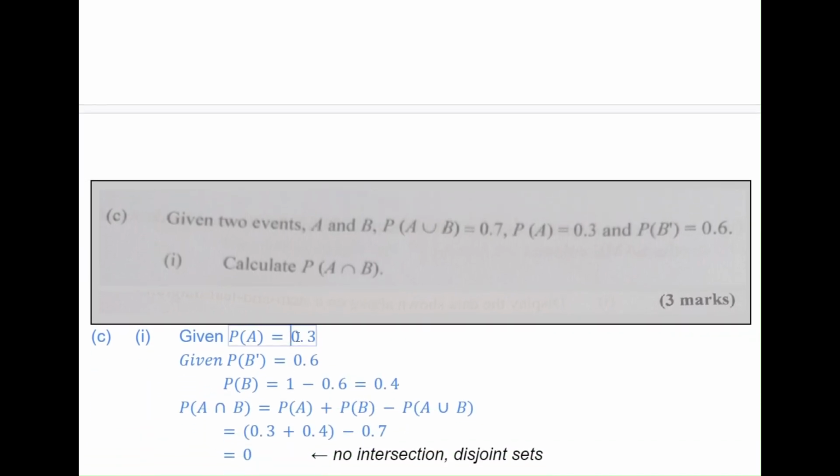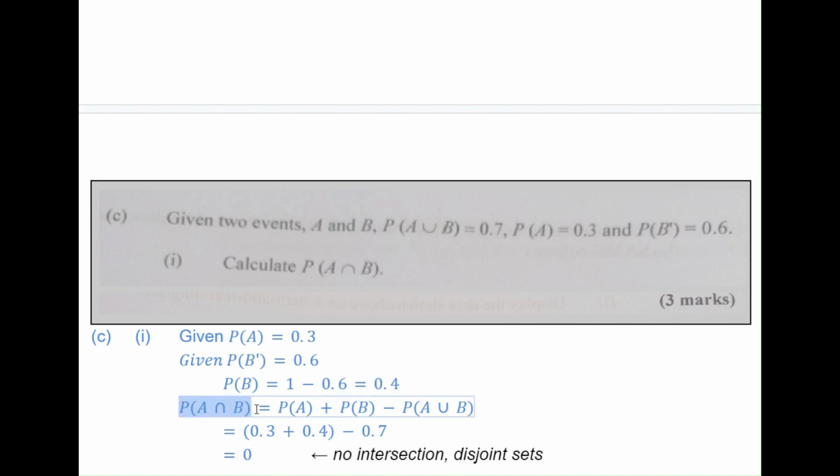Okay, so given the probability of A occurring is 0.3, the probability of B not occurring is 0.6, we can calculate the probability of B occurring. That should be 1 minus the probability of B not occurring. 1 minus 0.6 gives us 0.4. Right, and we need to remember this formula.